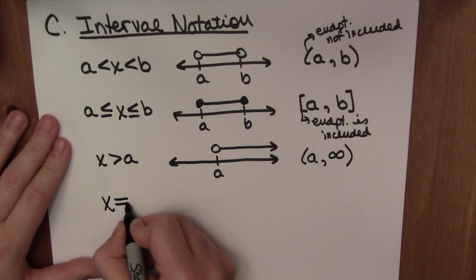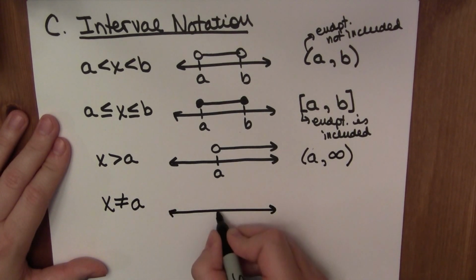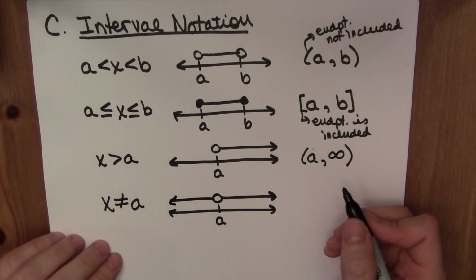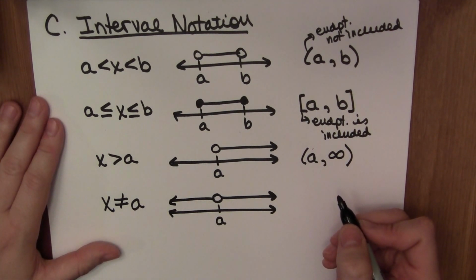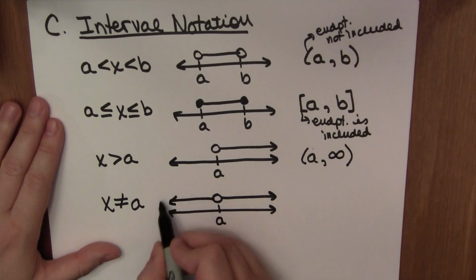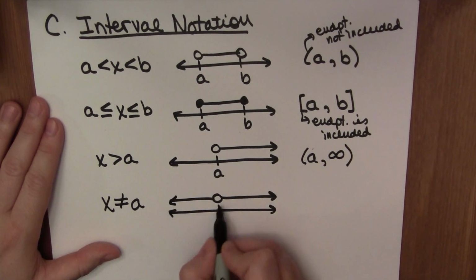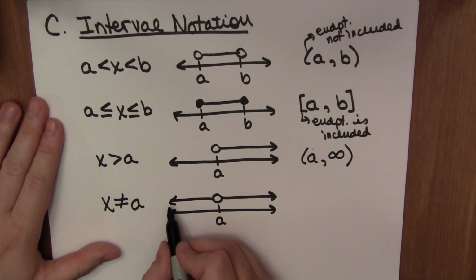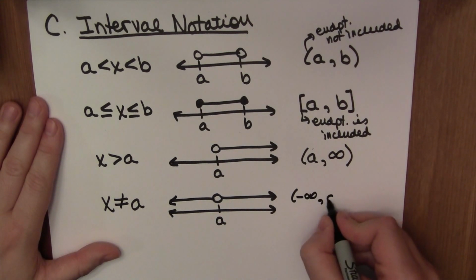Next, if I have the inequality x does not equal a, this is just another way of saying all x values except for x equals a. So my inequality would look something like this on a number line. And to describe this in interval notation, actually I need two separate intervals. I need to describe the interval before a, and I need to describe the interval after a. To describe the one before a, it doesn't even really have a starting point. It starts all the way to the left at negative infinity. So I'm going to say in parentheses negative infinity, comma a.